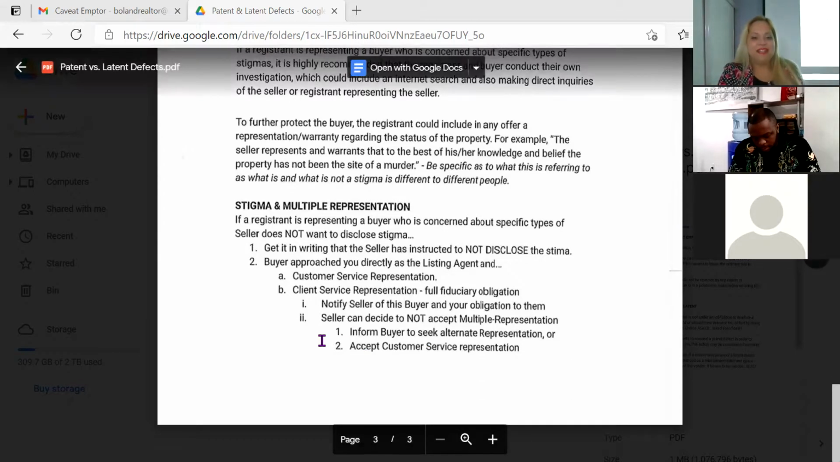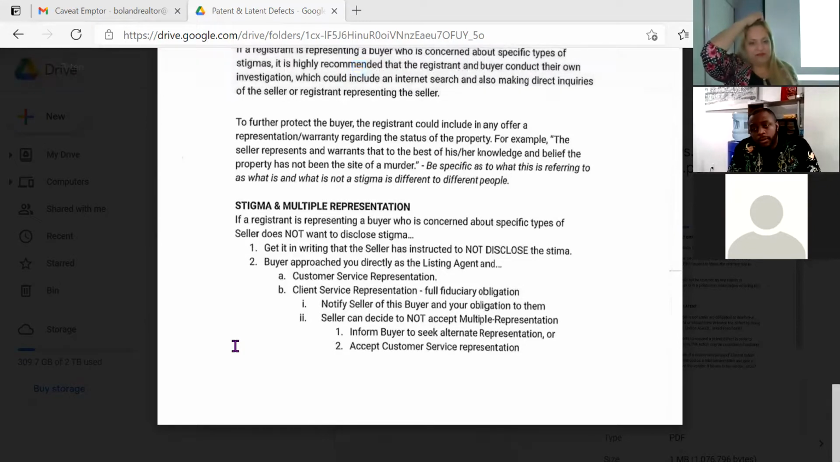So, stigma and multiple representation. If a registrant is representing a buyer who is concerned about specific types of stigma, and the seller does not want to disclose a stigma. Okay, so this is a big one, actually. What do you do if your seller says, okay, it was a grow op? For instance, this is probably a good one.